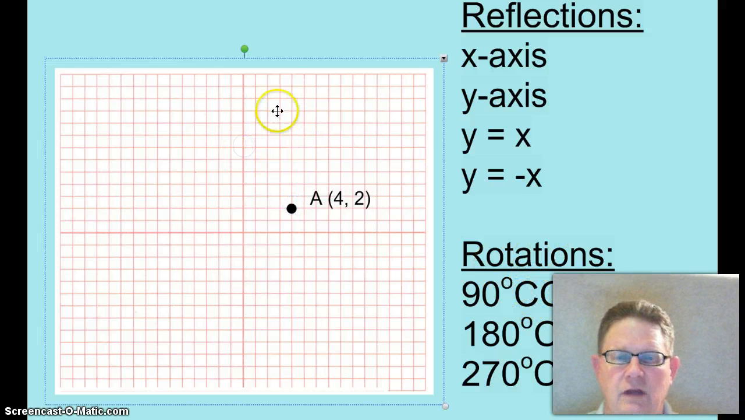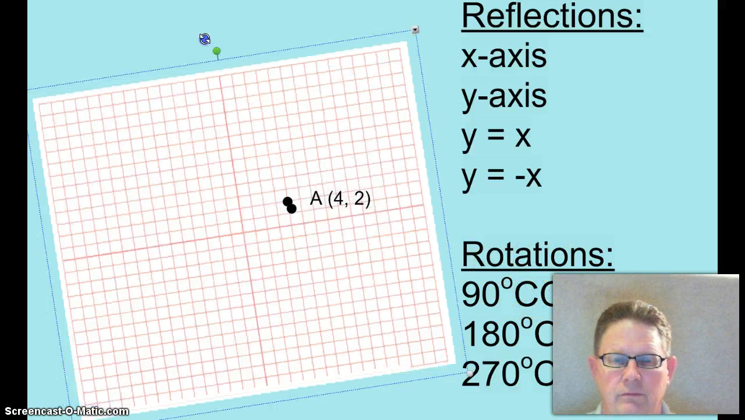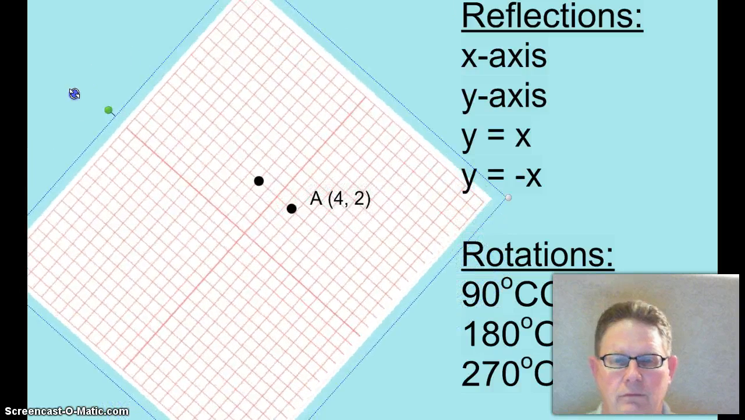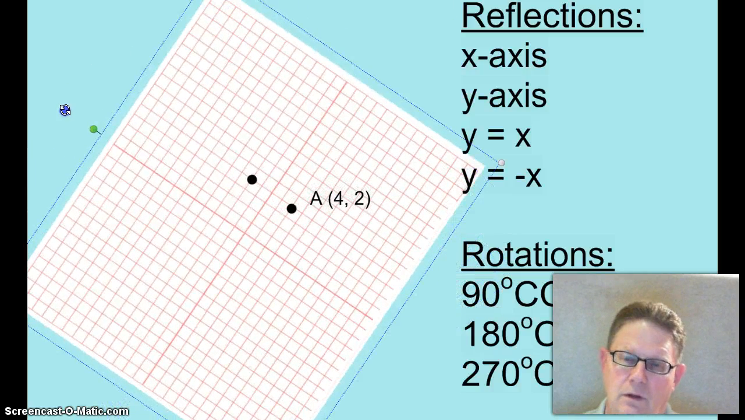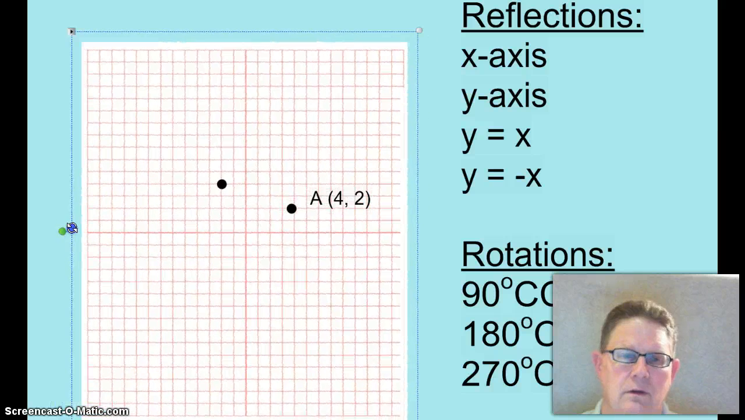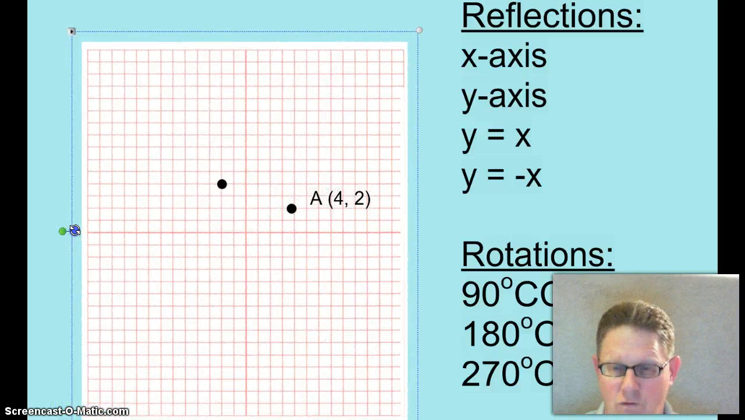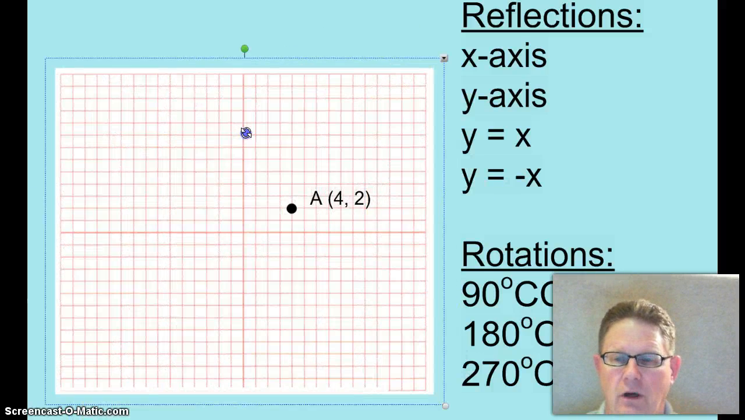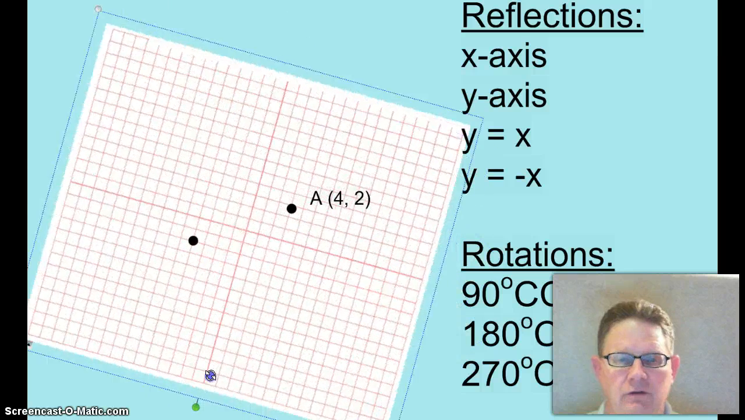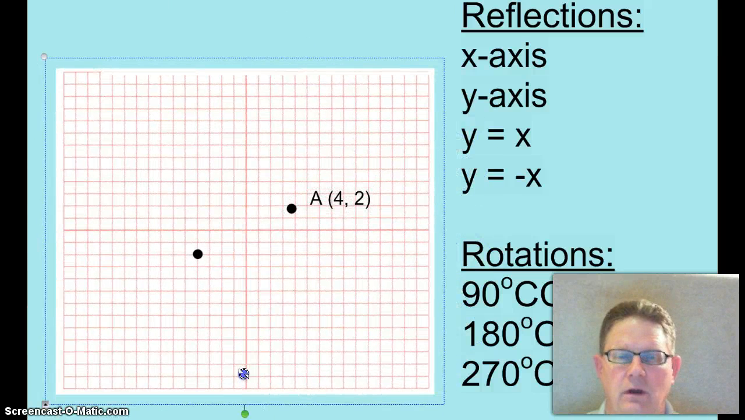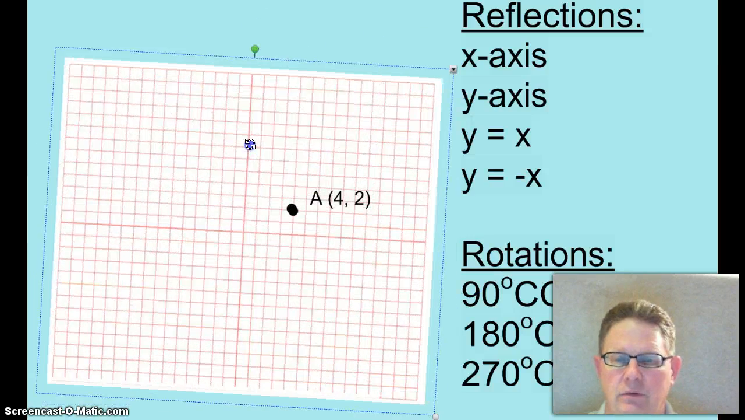90 degrees counterclockwise. That would be right there at negative 2, 4. A prime would be at negative 2, 4. 180 degrees counterclockwise. A prime would be at negative 4, negative 2.